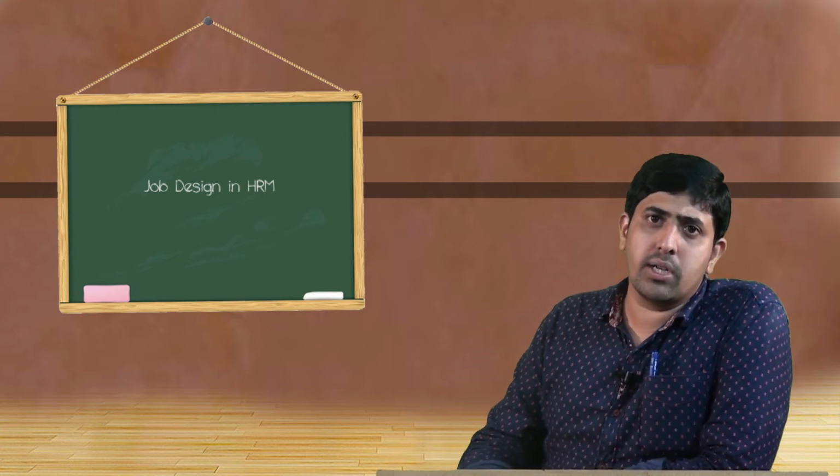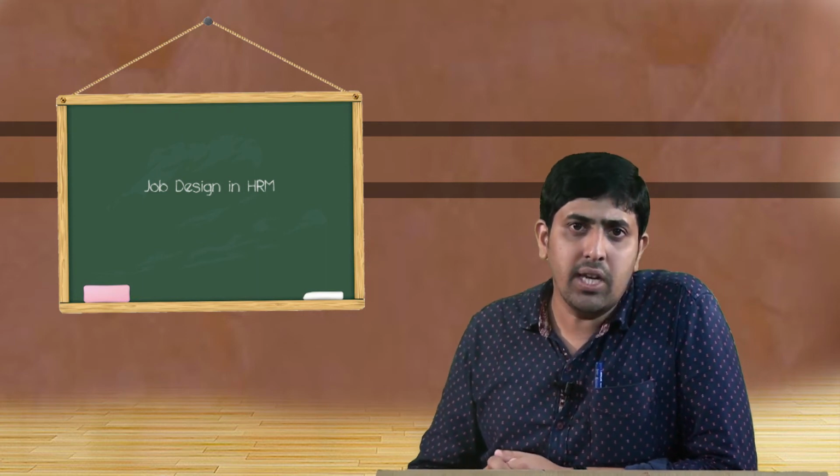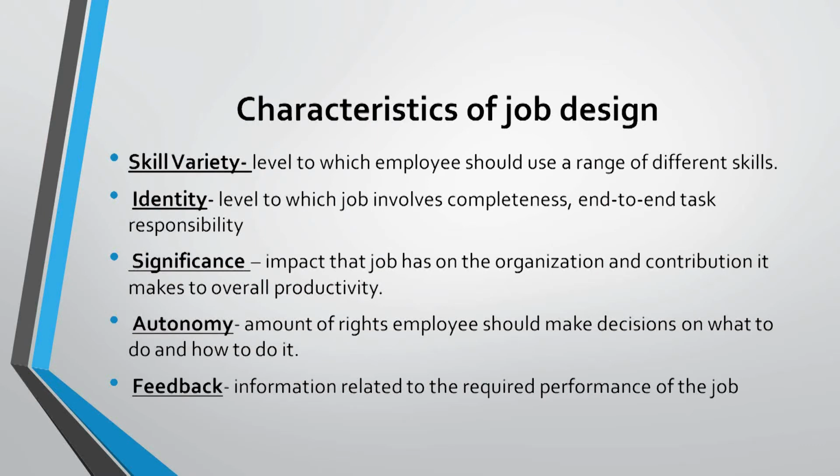These are the major objectives of the job design. Next, we shall see what are the characteristics of the job design. Normally, skill variety. There are different key skills that are very much essential for every employee working in the organization. We call this concept the skill component, or else it is also called the KSA, the knowledge, skills, or abilities of each and every employee.